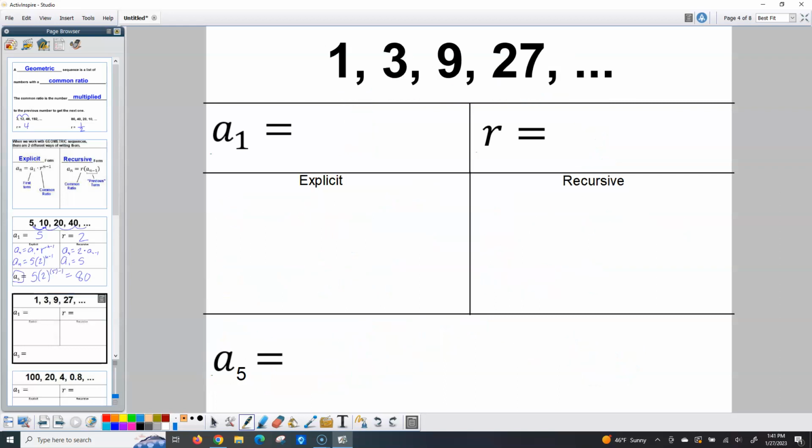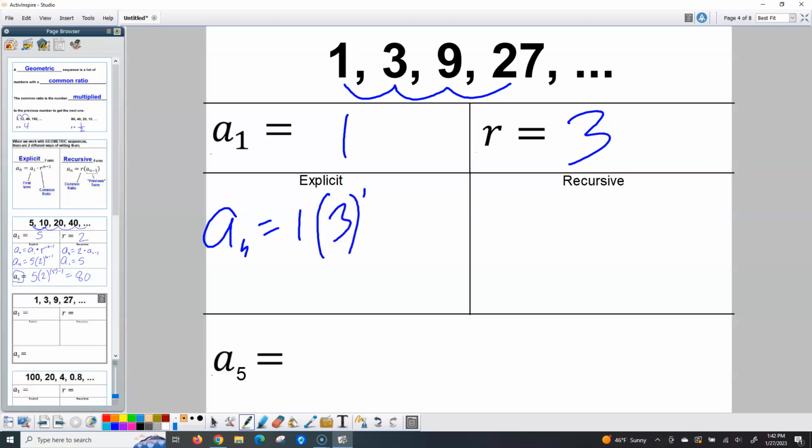Next, first term's 1. What am I multiplying by each time? Looks like I'm multiplying by 3. The explicit would be a sub n equals the first term, 1, times 3 to the n minus 1.